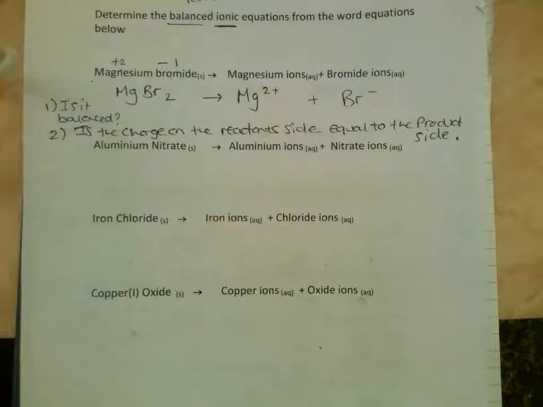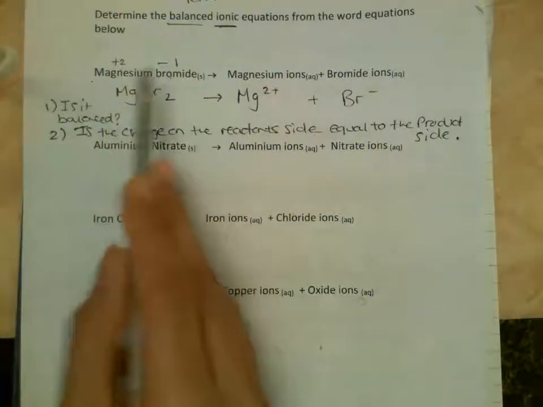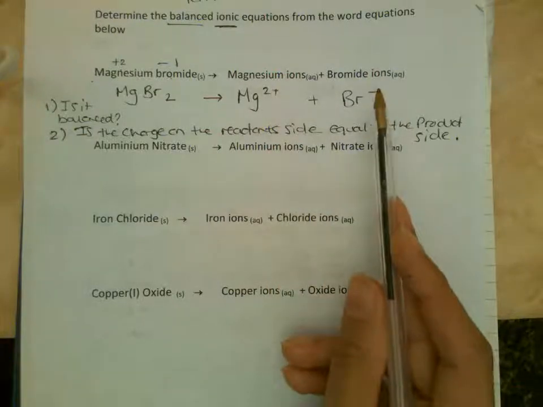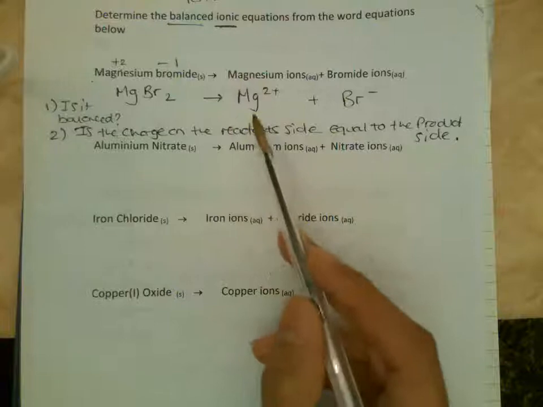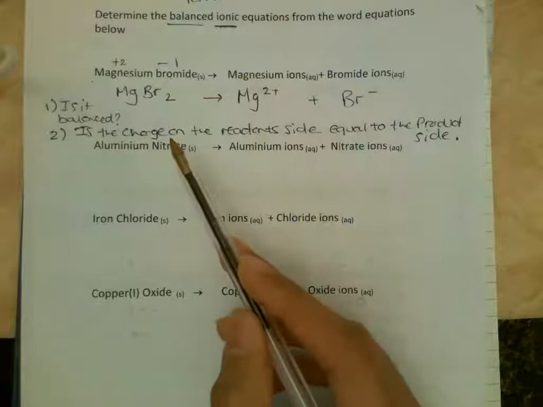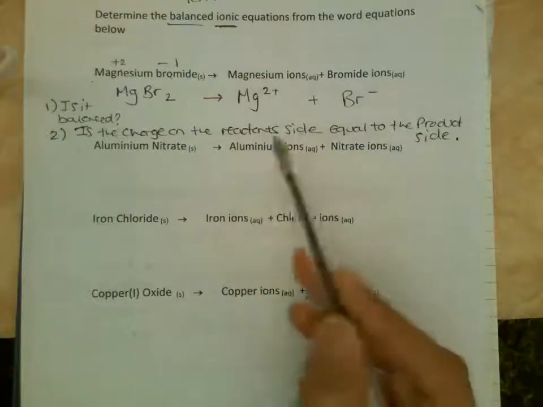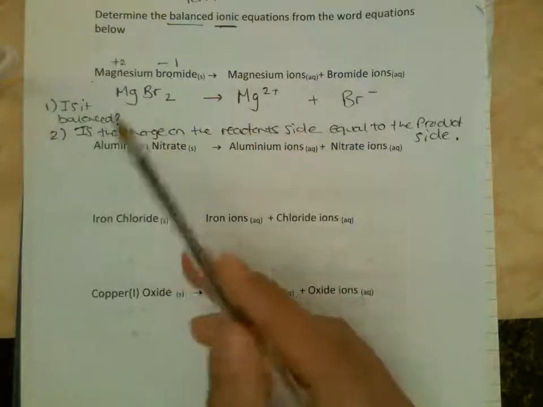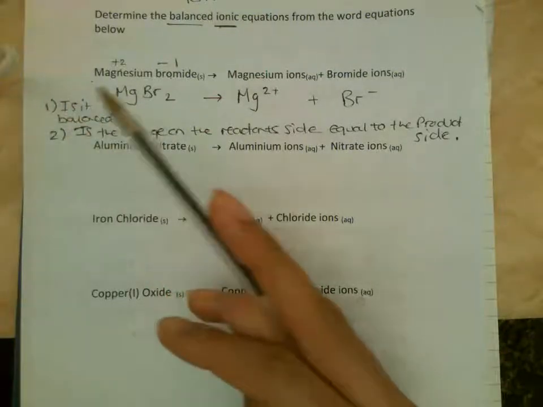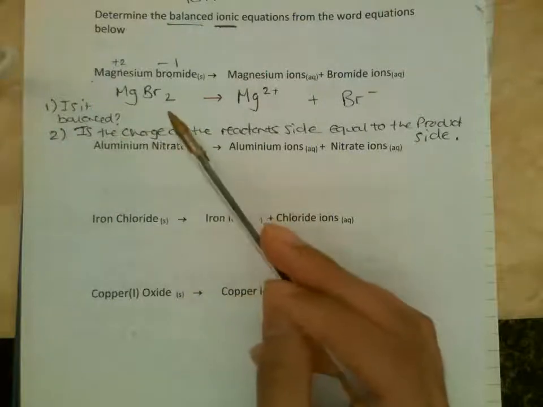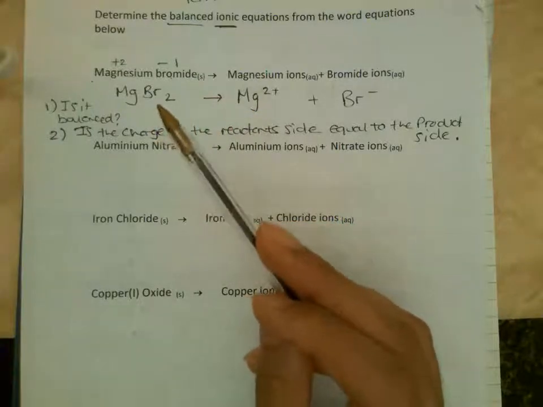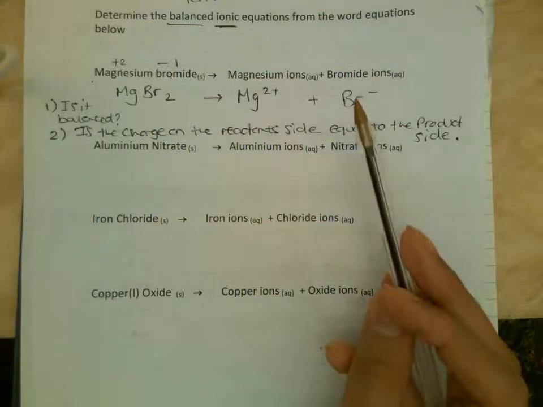If we have a look at this first, we know that the charge over here is 0. But then we have a charge here of 2 plus 1 minus, which gives us +1. So if the charge over here is 0 and the charge over here is +1, is it balanced? No. Is the charge balanced on the reactant to product side? No. Are the atoms and the ions balanced? Are we ensuring that the law of conservation of mass is being maintained? From the looks of it, we have one magnesium. The magnesiums are fine. We have 2 bromide ions over here, but we only have 1 here.